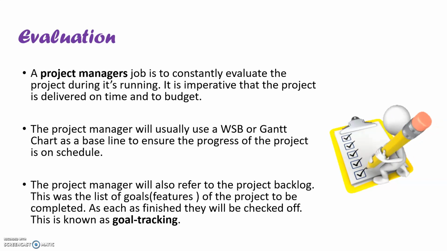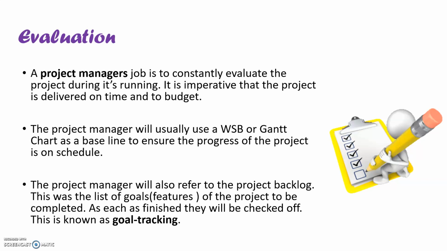And also to make sure that if there's any teams that require additional help as part of a bigger company, they can allocate resources and move people between different places if they're struggling, okay? Also, what they will do is refer back to something called a project backlog, which is basically just effectively a checklist of the goals and things that need to be completed, and they'll check them off. And this is known as goal tracking. So just in case you see any of these terms when you're reading bits of information, there's terms that you might have seen, and that's basically what they all mean.